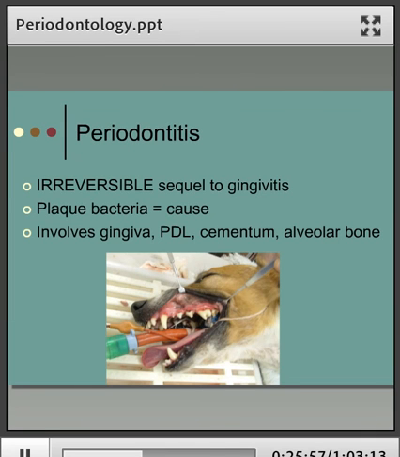So again, plaque bacteria, that biofilm, is the cause of it, but this time, as we say, 4 tissues, gingiva plus periodontal ligament fibers, cementum, and the alveolar bone are all involved. So we've got irreversible loss of attachment to the teeth, which is obviously a serious issue.